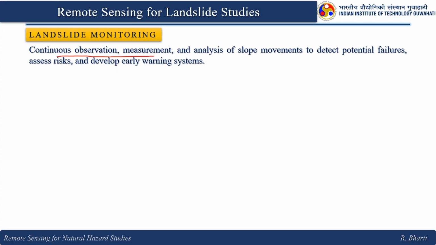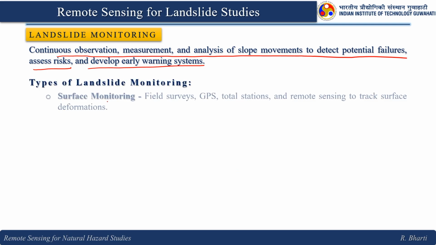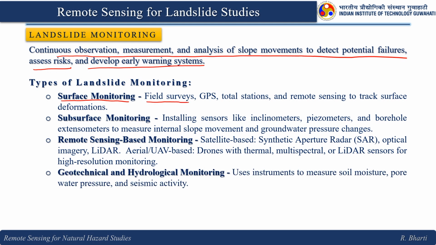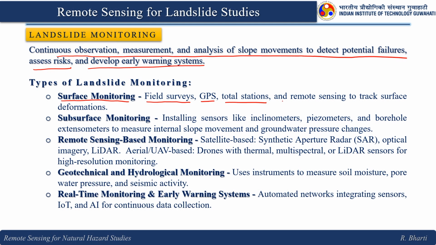When we go for the landslide monitoring, continuous observation, measurement and analysis of slope movement to detect potential failure, assess risk and develop early warning system is necessary. Types of landslide monitoring: the first one is the surface monitoring, where we go for the field survey, GPS, total station and remote sensing to track surface deformation.